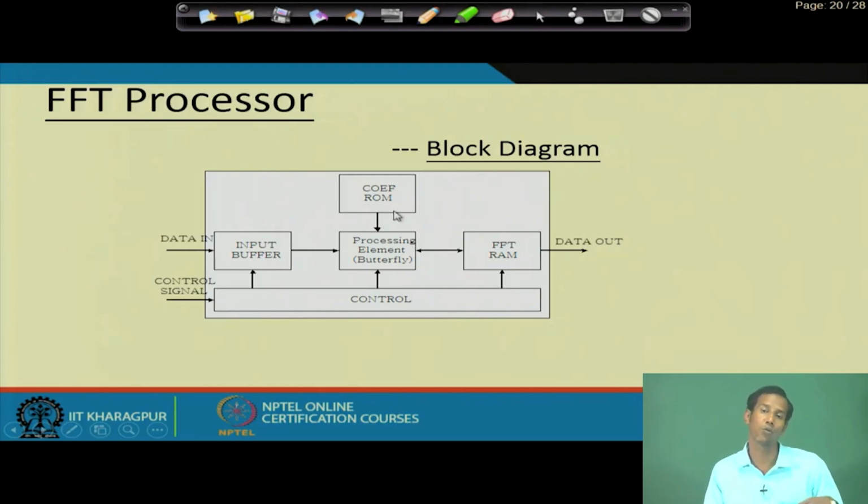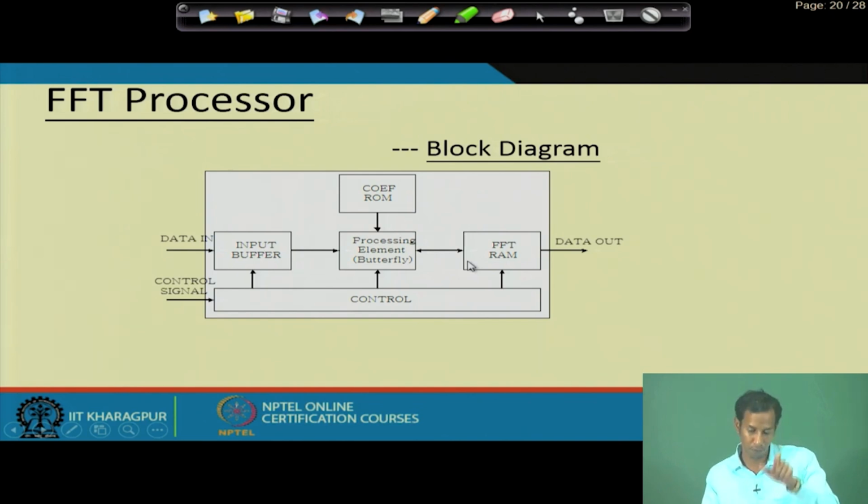Coefficient ROM means at what stage what will be the value of the twiddle factors. Those values are stored in ROM, and then we have the input buffers, and then we have this first Fourier transform RAM. Why do I need this RAM? To store the intermediate results.